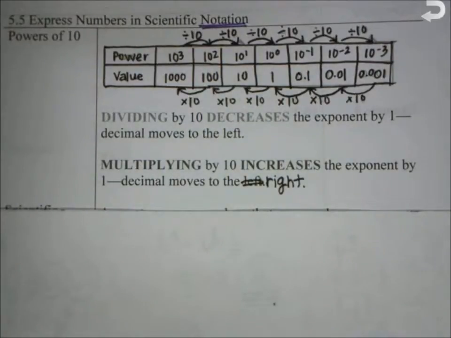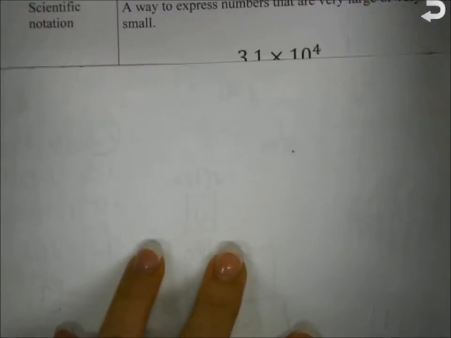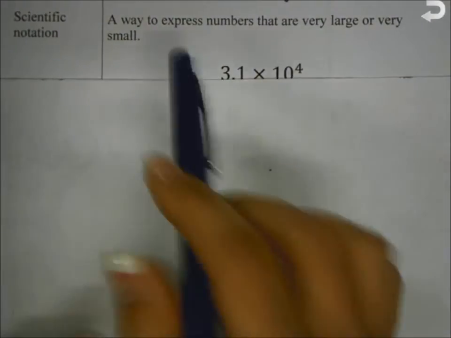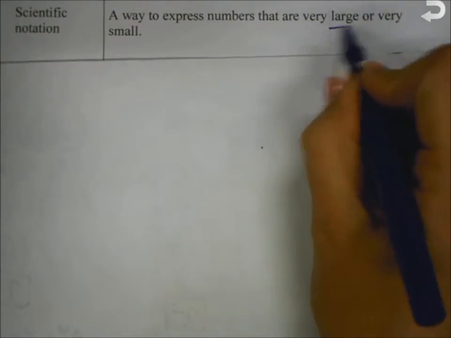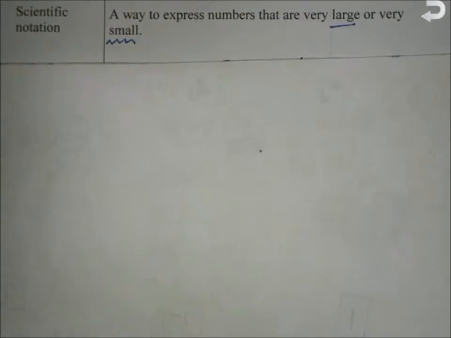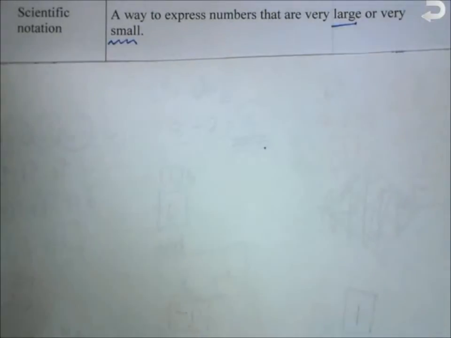So first of all, what is scientific notation? Scientific notation is a way to express numbers that are either very large or very small. If they're very large, that means that they have lots of numbers going on for a really long time, right? If they're very small, what type of number do I have? A decimal, right?